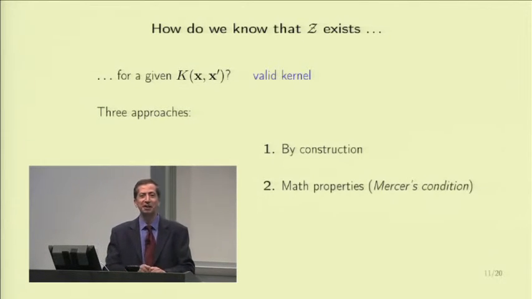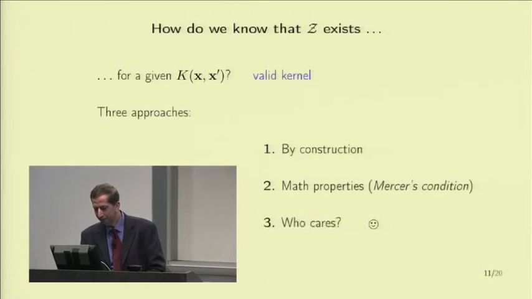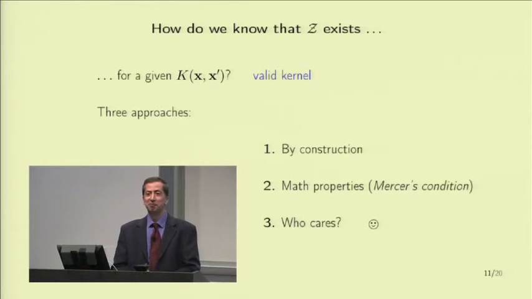The third approach is the one I find rather interesting. So how do you know that z exists? Who cares? This is the approach followed by people. You say, this looks like a great machinery you have. You give me the kernel, I do this, I do that. So I'll just improvise a kernel, and who cares if there is a z space or not? I never visit it anyway.